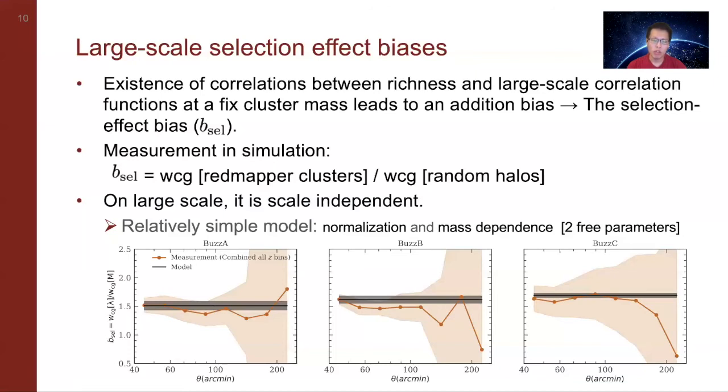Our model has only 2 parameters that describe the normalization, basically the absolute value of this selection effect bias, and the mass dependence. So we marginalize over these 2 parameters while we constrain the cosmology. So in all the results I show later, we are basically marginalizing over these 2 parameters.